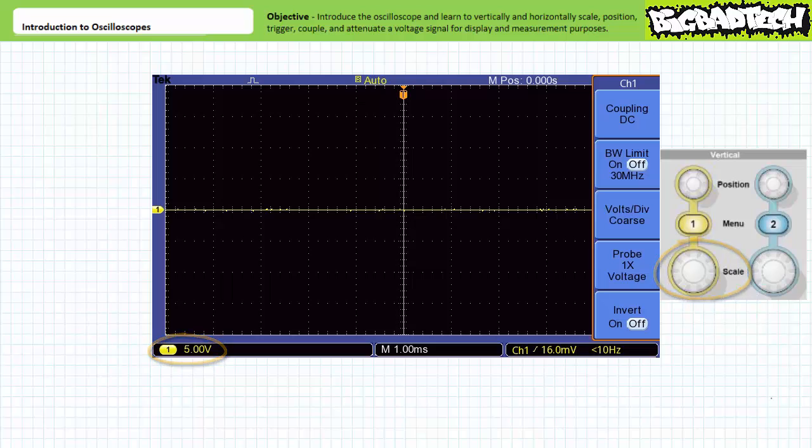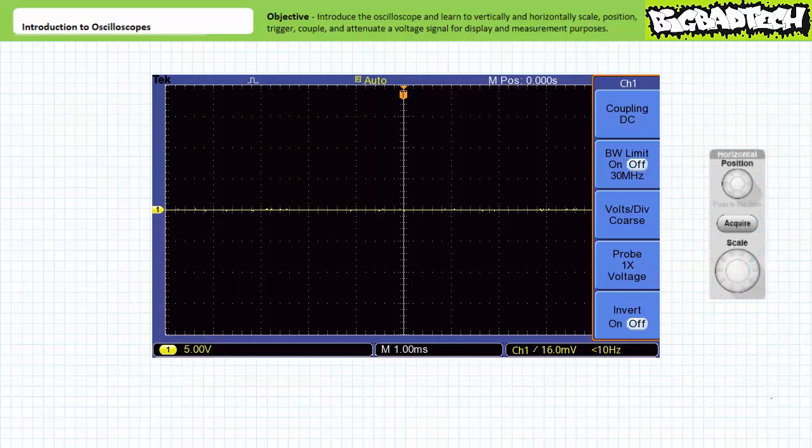Let's now scale the horizontal axis. Let's use a horizontal sensitivity of 1 millisecond per division, meaning each horizontal division has a magnitude of 1 millisecond. Given our test waveform conveniently has a period of 1 millisecond, we should expect 1 complete cycle to occur inside 1 full horizontal division. Spin the horizontal scaling knob until you see the time scale at 1 millisecond per division.